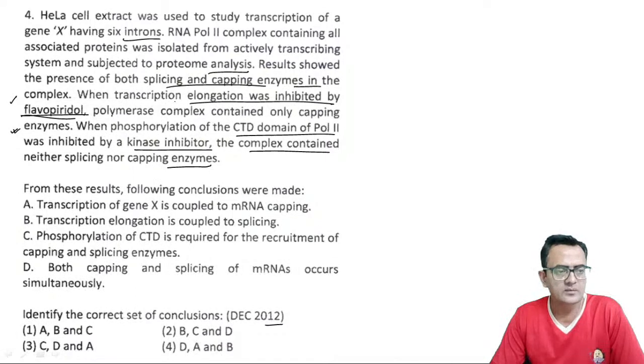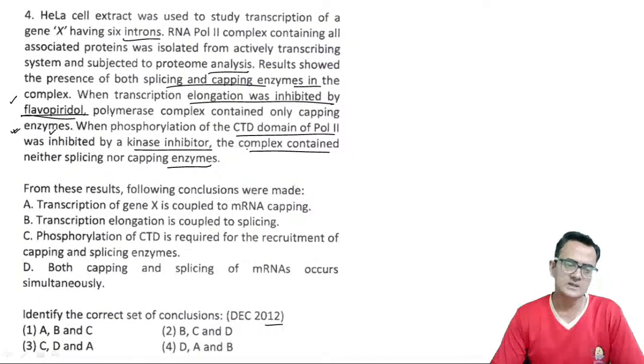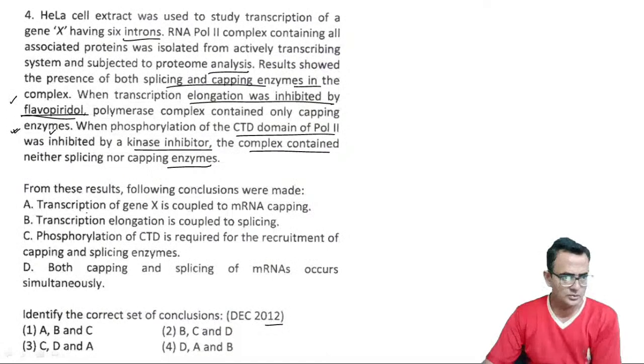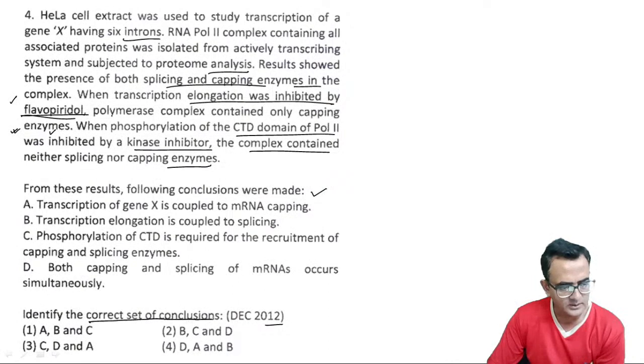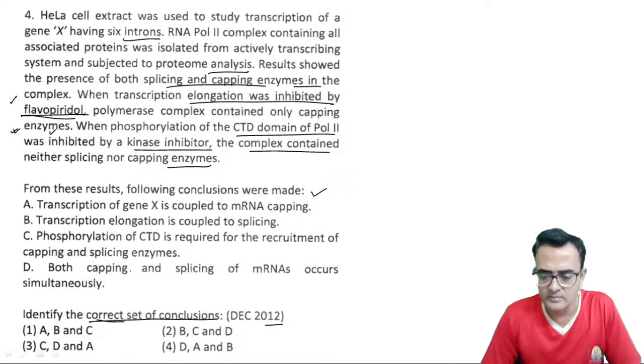What was in the first case? When the transcription elongation was inhibited by flavopiridol, the polymerase complex contains only capping enzyme, right? Only capping enzyme. But here, in the other case, it is neither. Okay, so from these results, the following conclusions were made. Again, first of all, we read the last part of the question: identify the correct set of conclusions. It is asking which of the following is the correct set of conclusions.